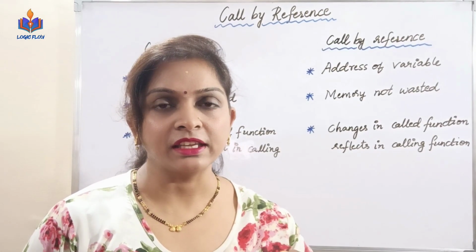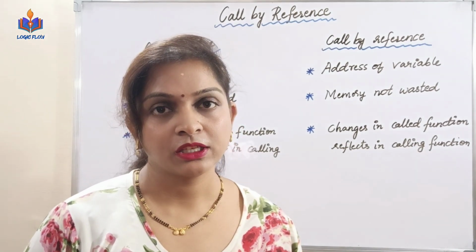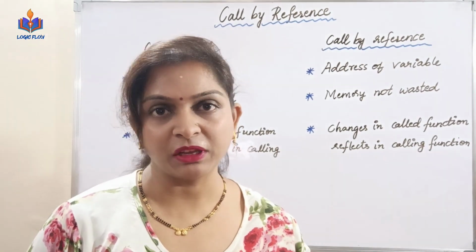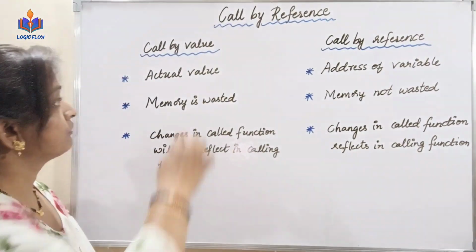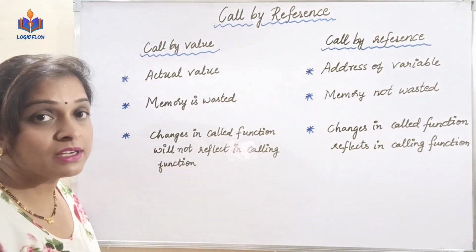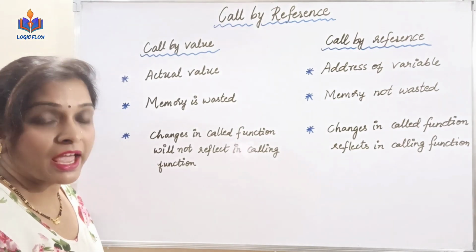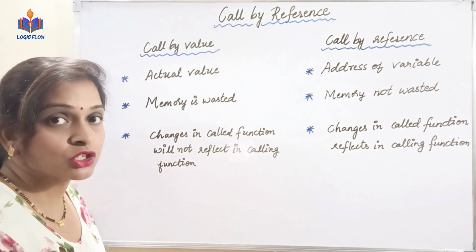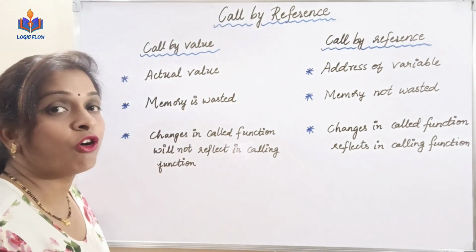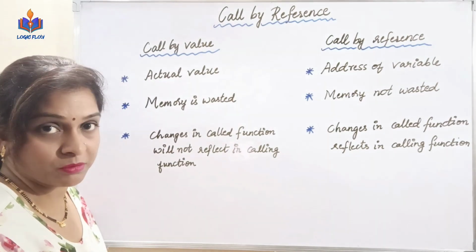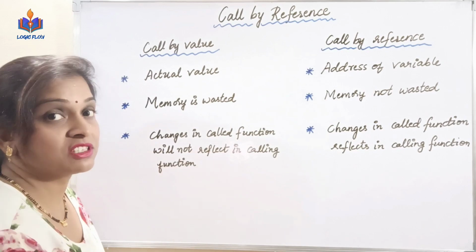So let us see the difference between call by value and call by reference. Call by value we have seen in the previous video. What it says, in the call by value method, we pass the actual value itself as the function argument. So we pass the actual value as actual argument in the function call, and we receive that with formal arguments with new variables. So memory is wasted. We need to create new memory to receive that.